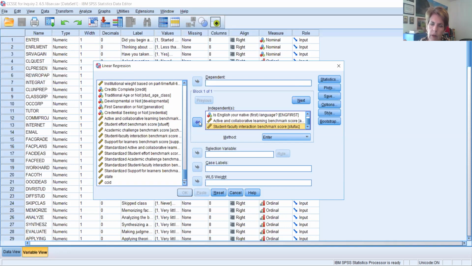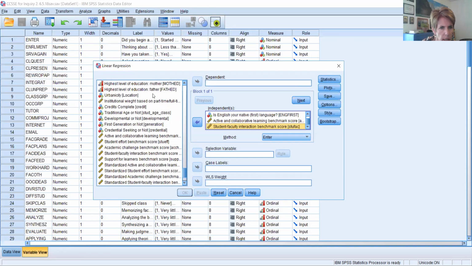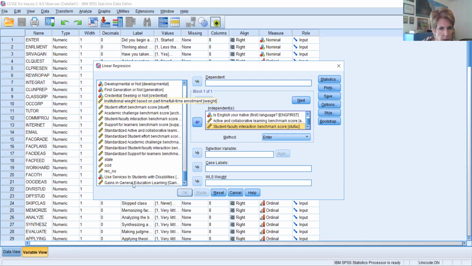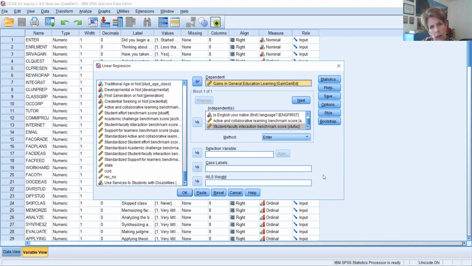Okay, so with all this in the equation at the same time, what I'm going to get is the unique contribution of each of these variables in a regression coefficient. And I'm going to get the R squared, which will be the percentage of the unknown that this set of variables predicts. But I need to find my dependent variable. So I think I want to do gains in general education, my very last variable in the data file. And I'm good with it like it is, so I'll say okay.